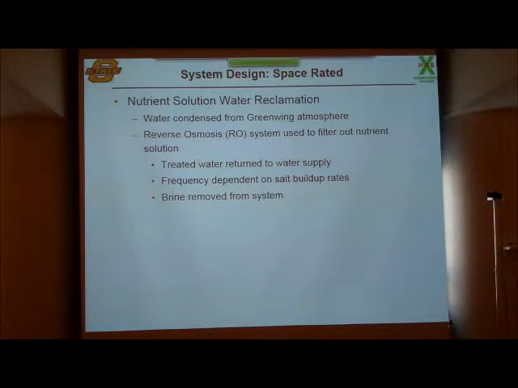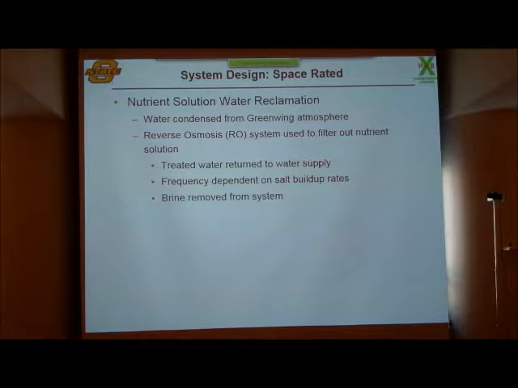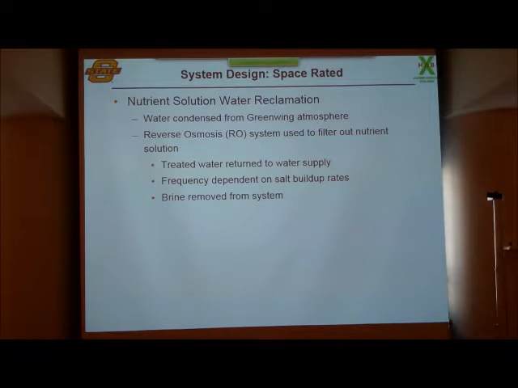And in order to reduce the required volume of clean water, we'll be trying to reclaim as much water from the system as possible. So we'll be condensing water from the green wing atmosphere and recollecting it into our water tank. And then when our nutrient solution is too high in salt content, we'll be using reverse osmosis to filter out the water, and our treated water will go back to the stock water supply. And the brine will be removed from the system and disposed accordingly.